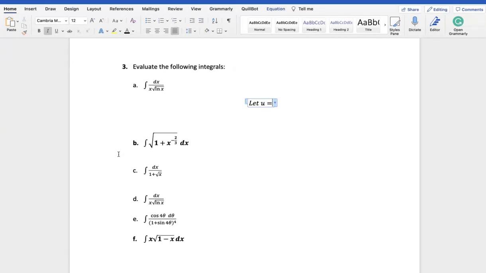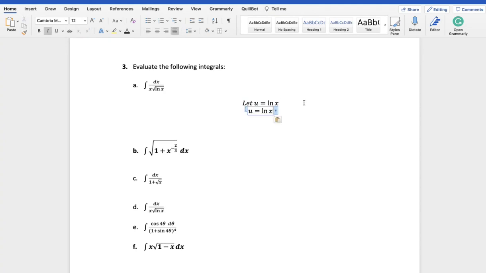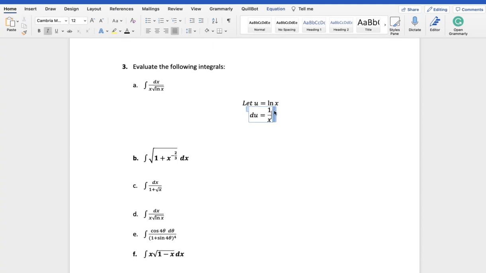ln x. Okay, so let's try ln x and see where it gets us. If you let u be equal to ln x, then you have to find the value of du, which is just equal to what? What's the derivative of ln x? It's 1 over x. So du is 1 over x dx.